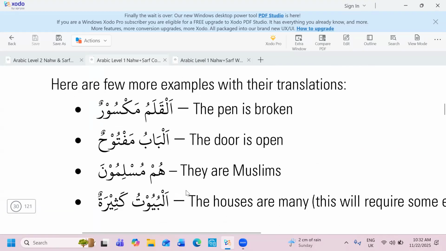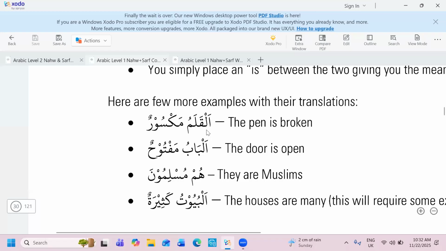So you got here a few more examples. Al-qalamu maksurun. The pen is broken. Al-babu maftuhun. The door is, sorry, the pen is broken. The door is open. Hum muslimuna. I want someone to change this, hum muslimuna, and I want you to make the sentence into dual. I want you to say both of them are Muslims. How would you say that?